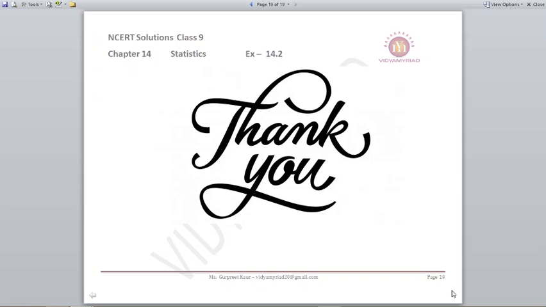This finishes exercise 14.2. This was one of the easiest exercises. I hope you found it easy also. Just see the numbers, how many times they are repeating, make their tally marks and find their frequencies. Based on their frequencies, you can very well answer the questions whatever is asked.